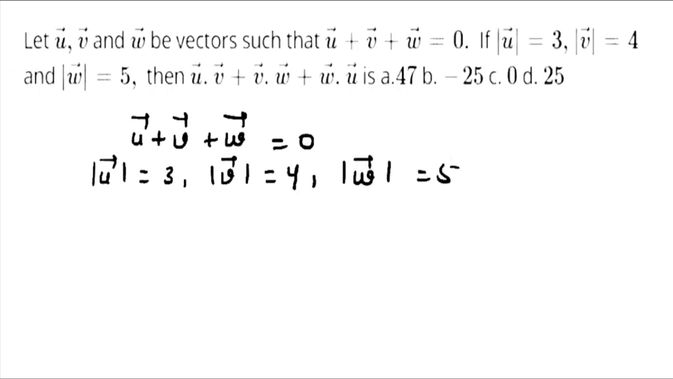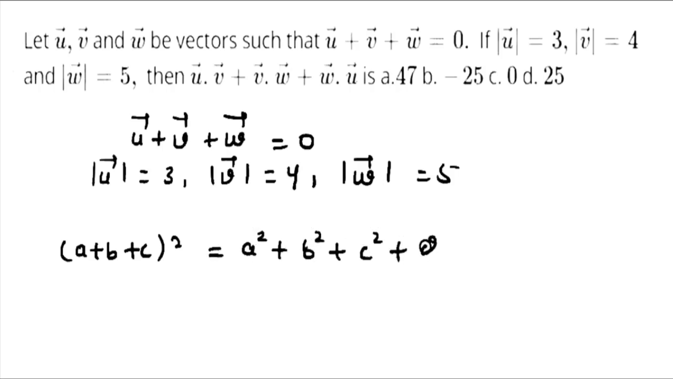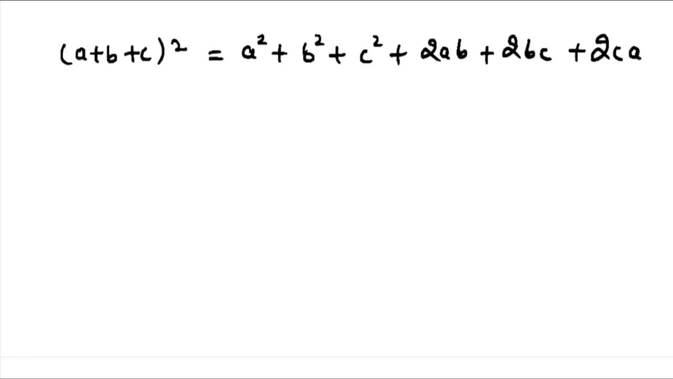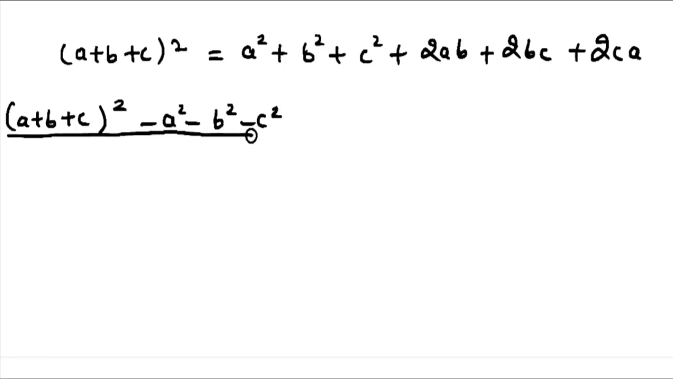Now we know that a plus b plus c whole square is given by a square plus b square plus c square plus 2ab plus 2bc plus 2ca. Now if we take the terms a square plus b square plus c square to the left hand side, then this will be a plus b plus c whole square minus a square minus b square minus c square upon 2, which will be equal to ab plus bc plus ca.